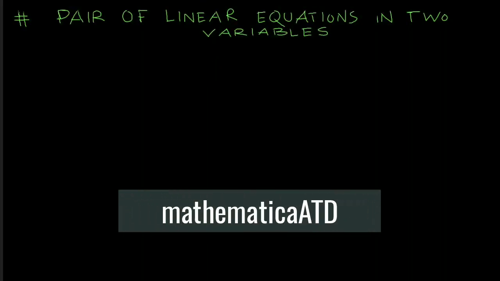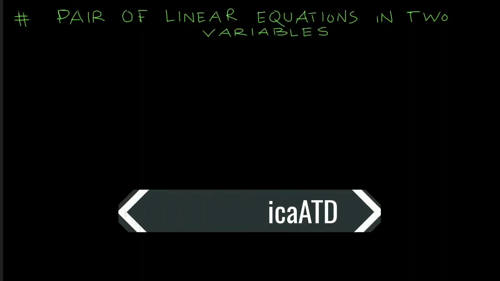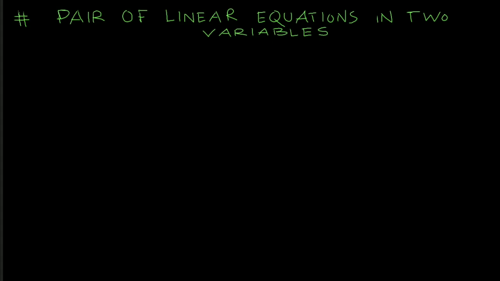Dear students, in this section you will find the pair of linear equations in two variables. First of all, you should know what a linear equation is. You got this in class 9th standard. A linear equation is of the pattern 2x plus y is equal to 0. This is a linear equation in two variables.